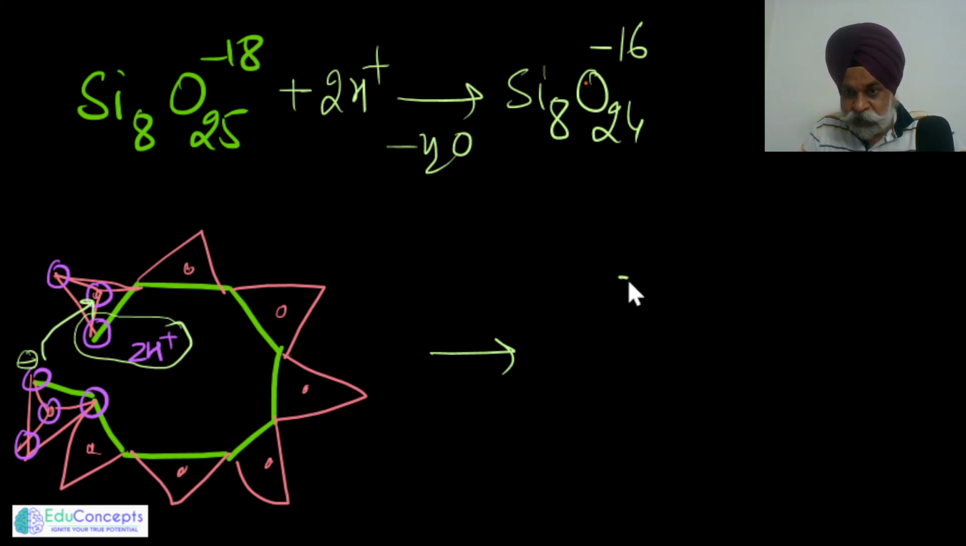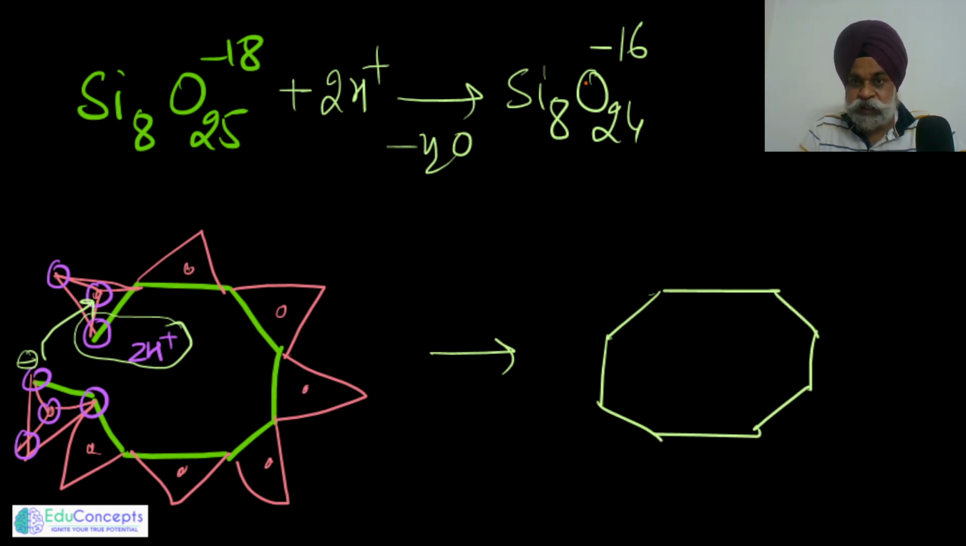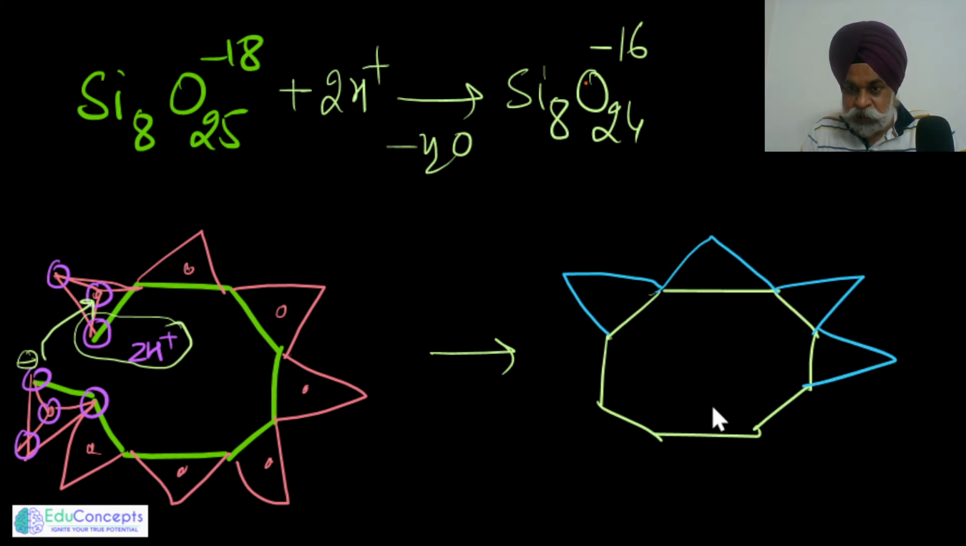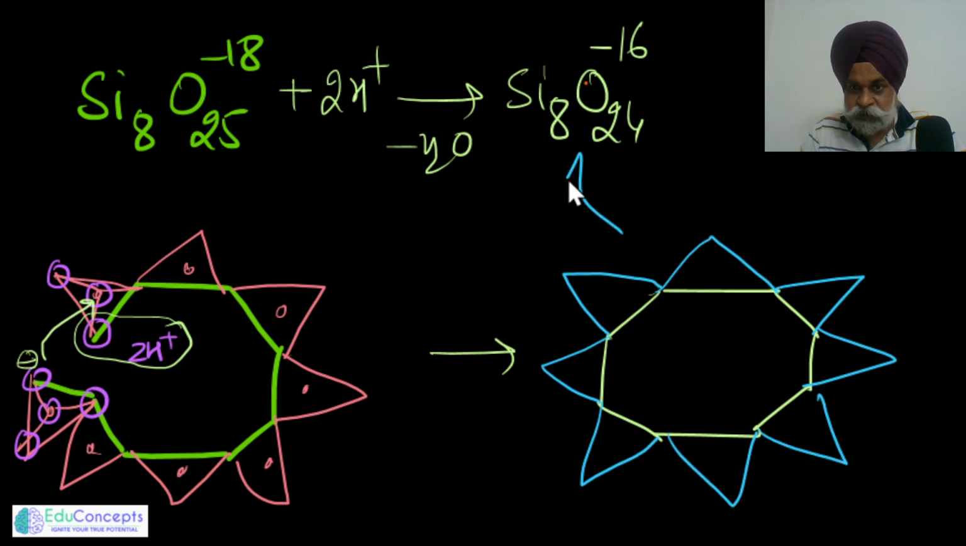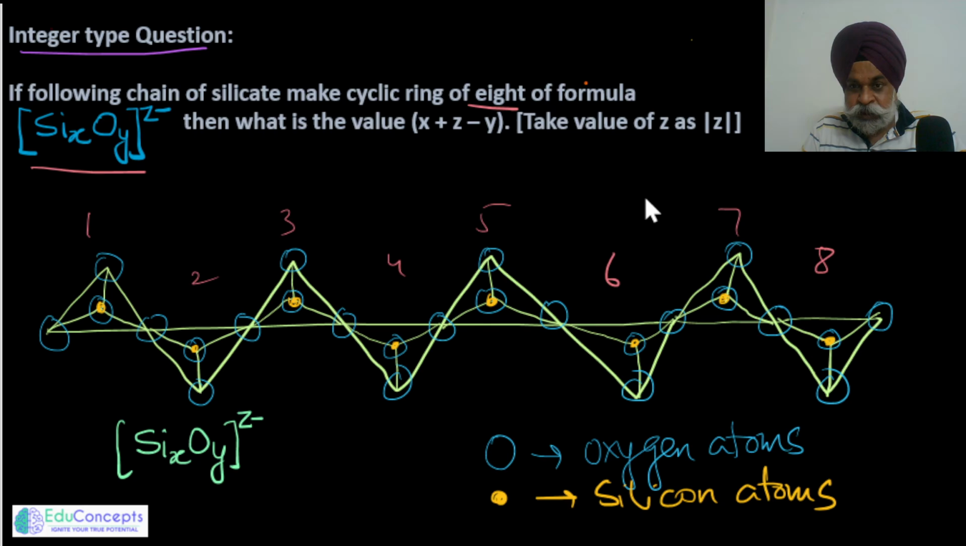So what basically do we have? If I just show you like this, this is the structure we are referring to. So this is an octagon on which a tetrahedron form of this type has been generated, and this particular entity I am referring to as Si8 O24 minus 16. So what they are asking is the cyclic form. The cyclic form which I got is Si8 O24 minus 16.